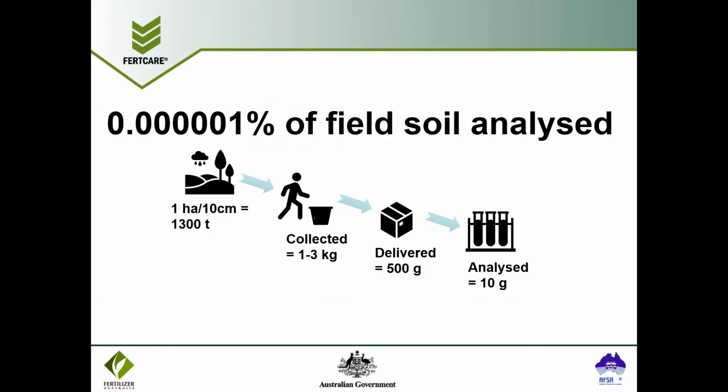So the importance of accurately collecting and representing a sample is highlighted by the fact that the sample dispatched to the laboratory represents a very small proportion of the field being assessed. Depending on the area of the field and the depth to which you're sampling, there can be easily thousands of tonnes of soil in the field. We collect a small portion of that through our sampling process, maybe 1 to 3 kilos. We send 500 grams to the lab, and the laboratory might analyse 10 grams. So it's a very small proportion.